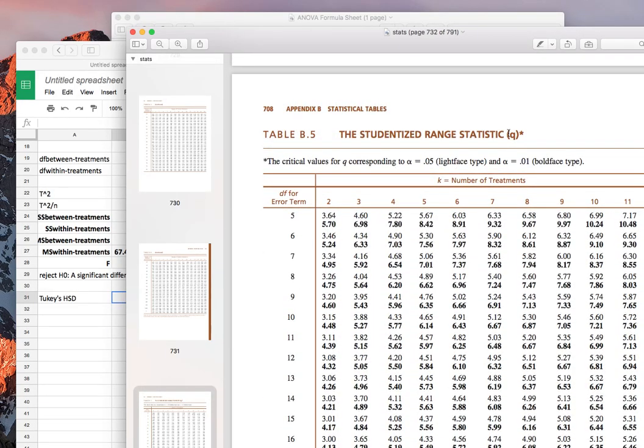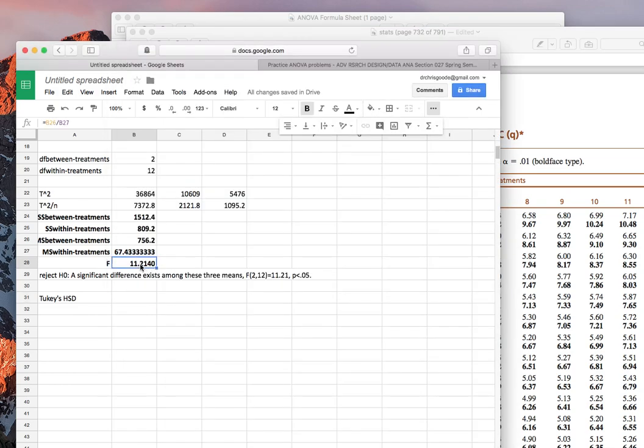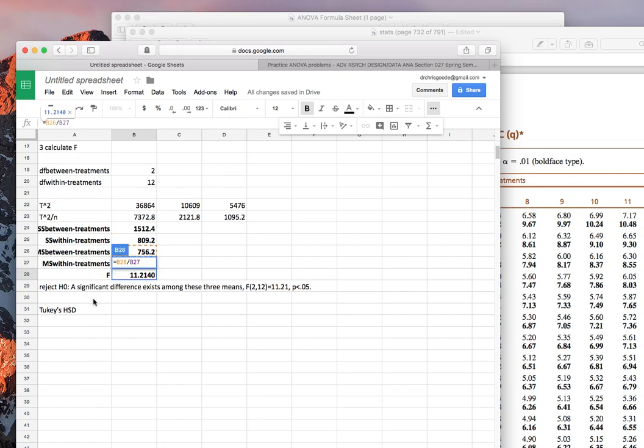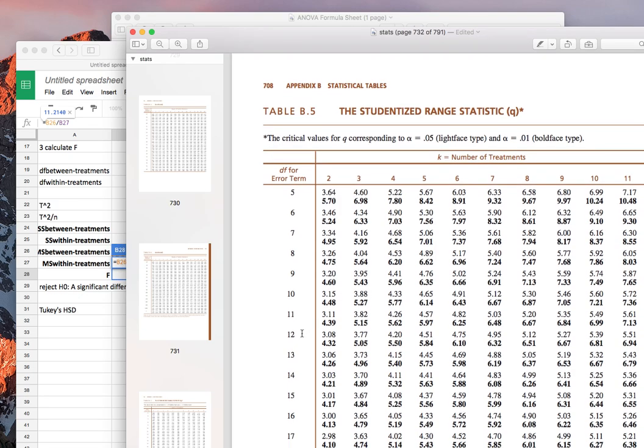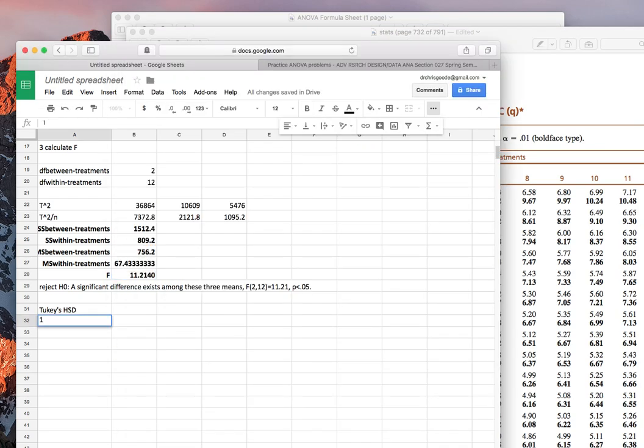The studentized range statistic, that's what Q is, and you look it up by looking up K, the number of treatments, and then degree of freedom for the error term. The error term is the denominator. The denominator here is within treatments mean squared, so you use the within treatments degrees of freedom. So if K was 3 treatments and we had 12 degrees of freedom in the error term, Q at 0.05 would be 3.77. Let's write that down. Our Q is going to be 3.77.